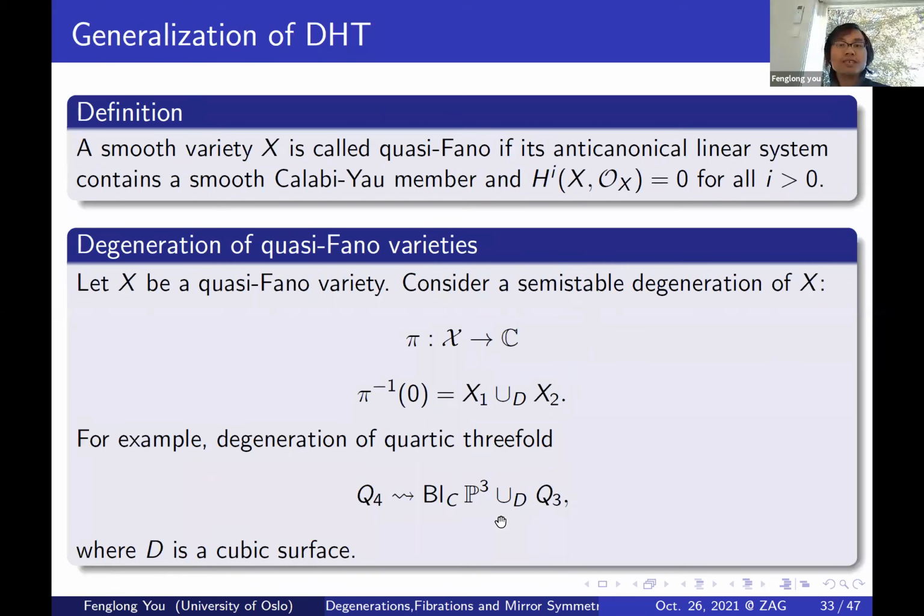Now, if we consider more general varieties, for example, Fano varieties, in here, it's slightly different from Fano varieties. It's called quasi-Fano varieties.